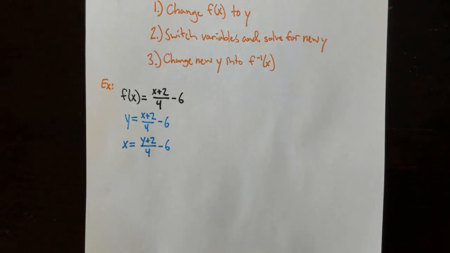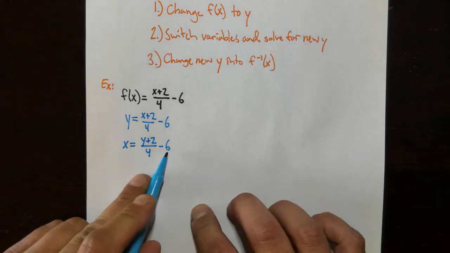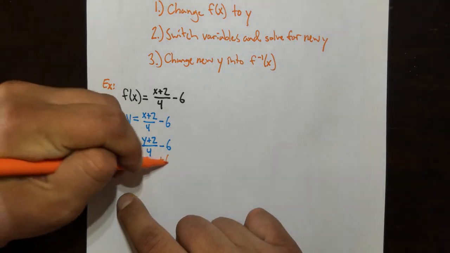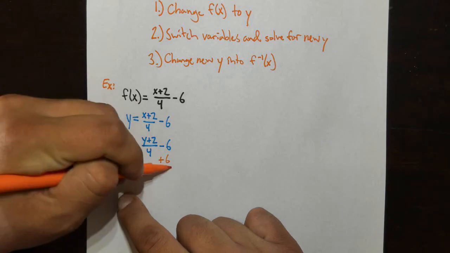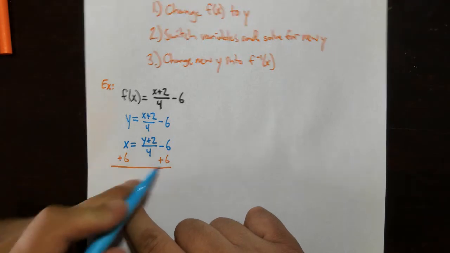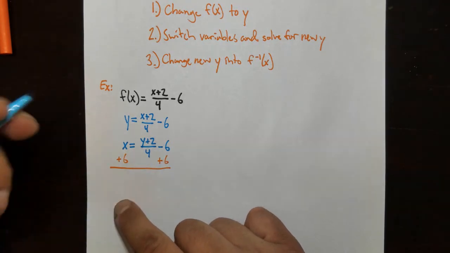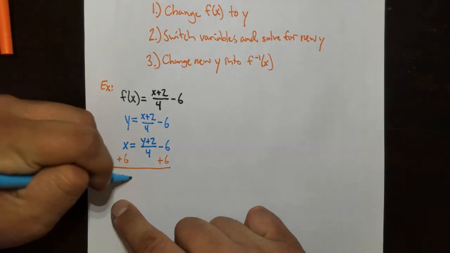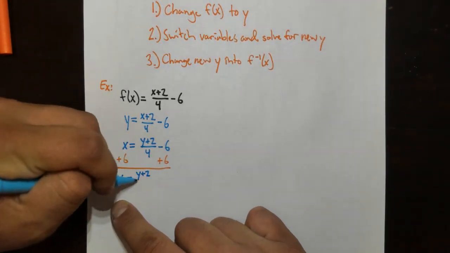So what we want to do is get any term that doesn't have y in it off to the other side. And remember, terms are things that are separated by addition and subtraction. So we have this term and we have this term. So let's add 6 to both sides, because we want to get y by itself. To get y by itself, we need to get all the other terms to the other side first. We want the y term by itself. So we have x plus 6 is equal to (y plus 2) over 4.